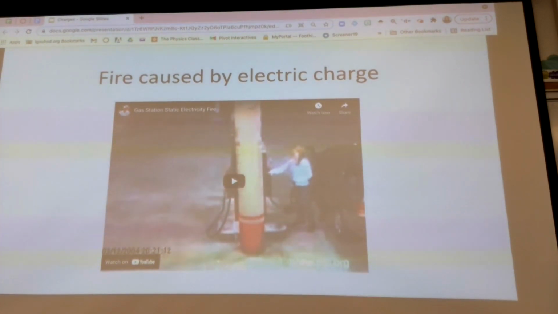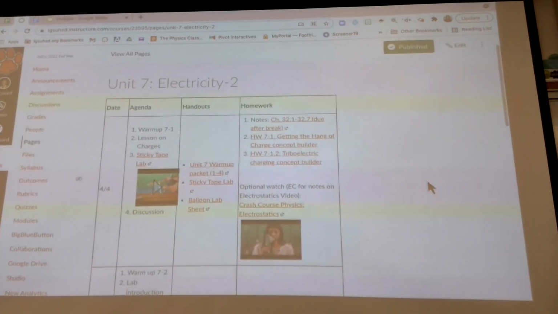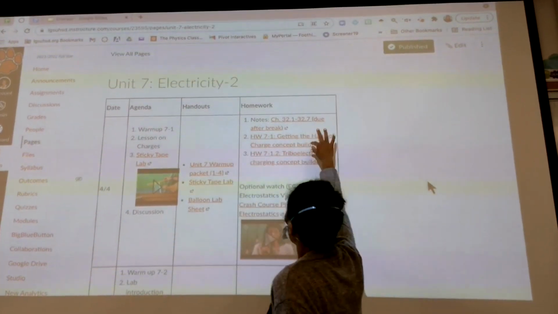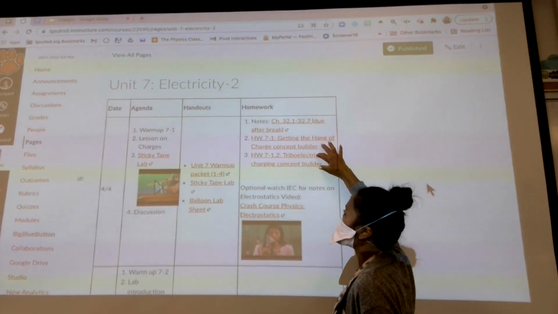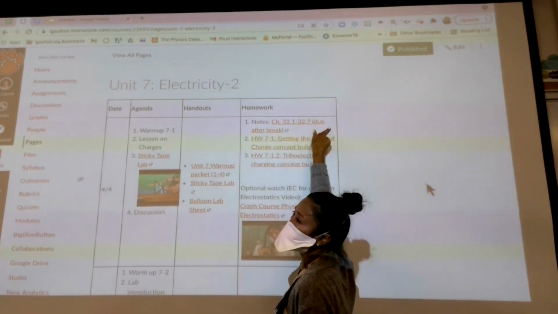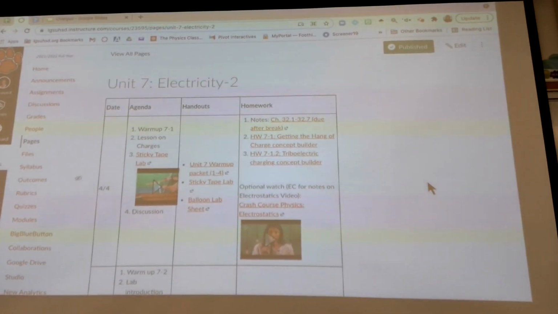And then the last thing I want to talk about is homework. You've got 2 sets of concept builders, but you only have to do 1 concept level here and 2 levels here. And you have a set of notes that aren't due till after break, but there's quite a few parts to it, so I would start it now.